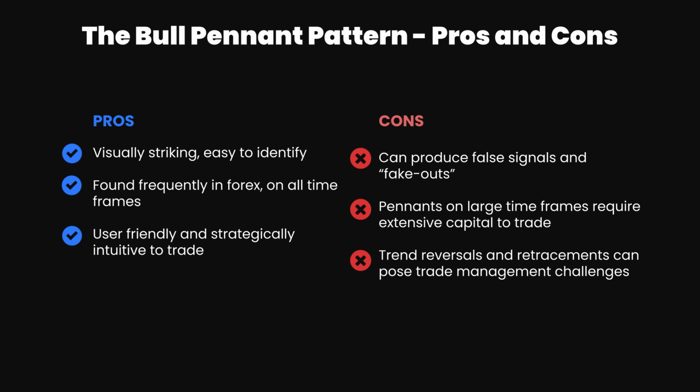Now, on the cons side, the bull pennant pattern can produce false signals and fake outs. Typically, these occur during flat whipsaw markets. Also, pennants on large time frames require extensive capital to trade. This is due to the stop loss location being significantly distanced away from market entry. And lastly, trend reversals and retracements can pose trade management challenges. Much of this has to do with the stop loss locations and actually reading whether this is a trend trade or a true reversal trade.